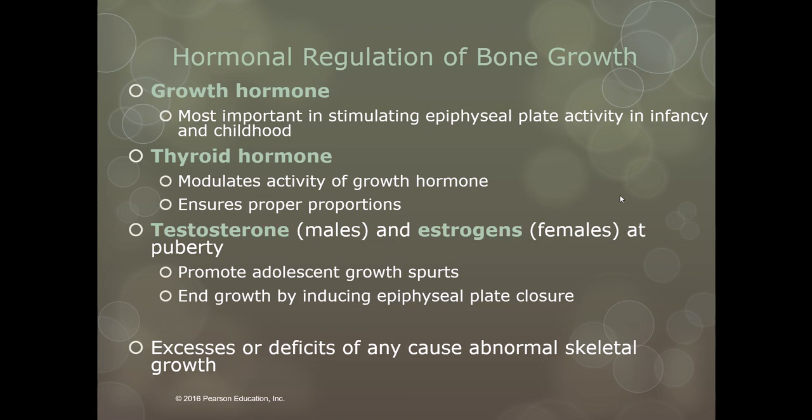The other thing that our sex hormones do is they actually induce the plate to close. So they're responsible for that last little burst of growth that we get when we hit puberty, but they also are responsible for ending the growth in the length of our bones. If you have an excess or a deficit of any one of these hormones, growth hormone, thyroid hormone, or one of your sex hormones, you will tend to end up with fairly abnormal skeletal growth, either bones that are too wide or bones that are too long, or just completely malformed and without proper proportions.